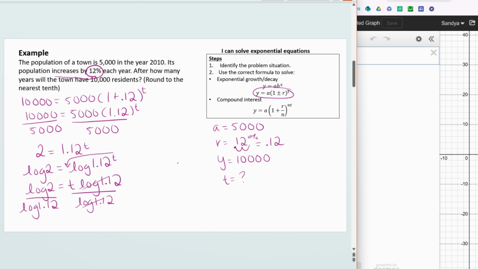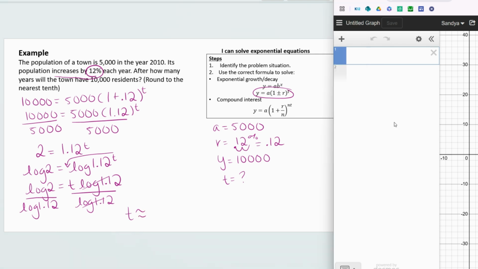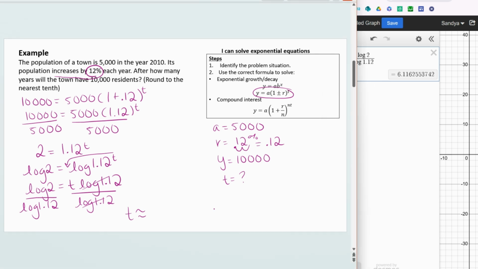So here this is going to cancel. That's going to tell me now that t is approximately equal to, I'm going to go to my calculator and I'm going to do the log of 2 divided by the log of 1.12. You can see here that gives me a decimal. I'm going to round it to the nearest tenth, so that is about 6.1. And so that's 6.1 years, okay?